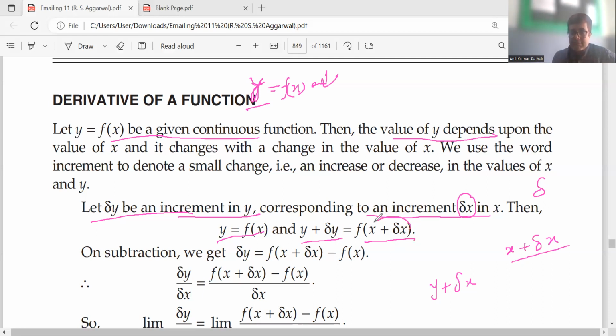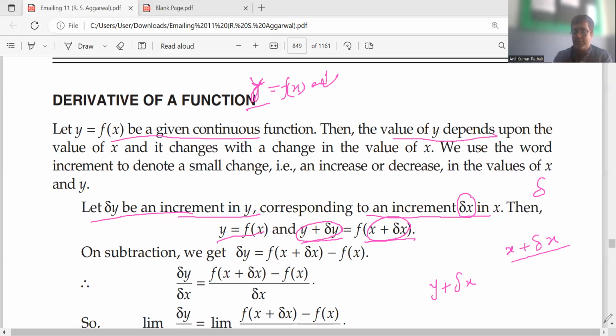So once again, what is the meaning of this? We are changing x by a very small amount. That means we are adding a very fine number to x, and for that corresponding value of x, we are finding the corresponding value of y, which will be denoted as y plus delta y. So what is the change here? The change is very small. That means this change will be tending to zero only. Wherever required, we will take delta x very small, or tending to zero only. I hope it is clear.